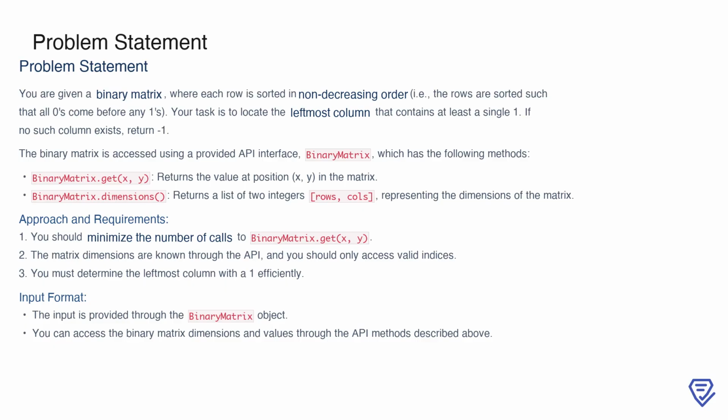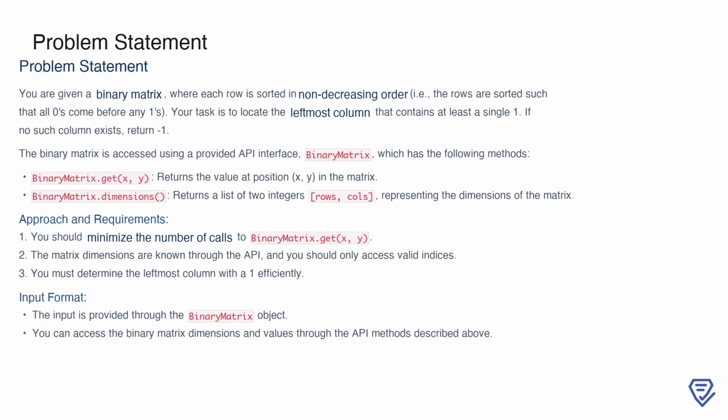To interact with the binary matrix, you are provided with an API interface called BinaryMatrix. This interface includes two methods, BinaryMatrix.get(x, y), which retrieves the value at a specific position in the matrix, and BinaryMatrix.dimensions, which provides the dimensions of the matrix as a list of two integers representing the number of rows and columns. To solve this problem effectively, you need to minimize the number of calls to the get method while ensuring that you only access valid indices in the matrix.